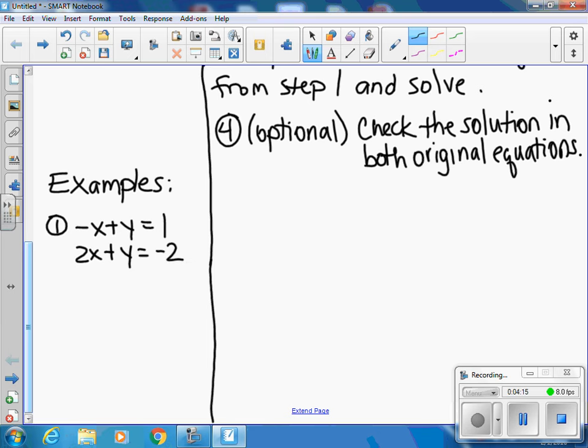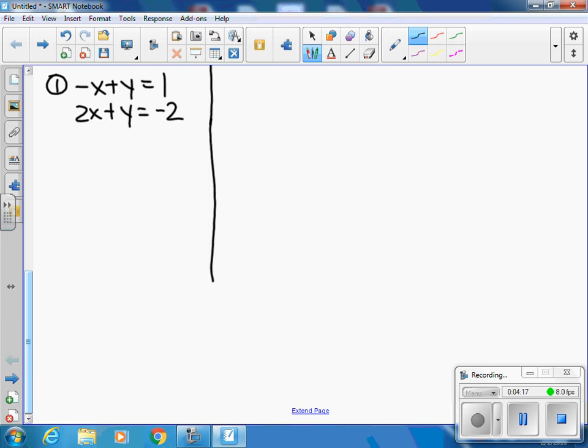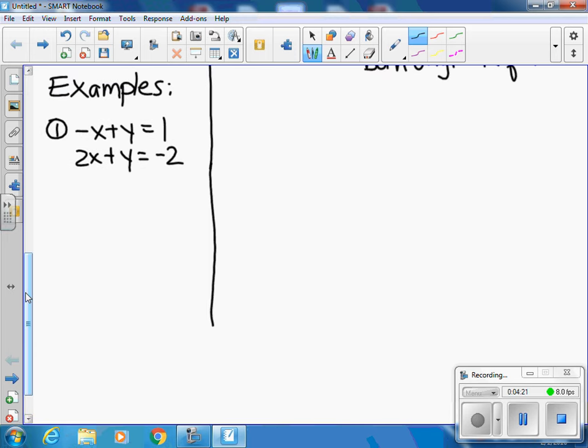Remember, for step 1, we want to pick one of the equations and solve it for one of the variables. So if you look at the 2 equations, they both have a y value. They have a positive 1 for a coefficient, so either one of them would be good. It doesn't matter which one you pick. It's going to come out the same way either way you go. But always remember to pick whatever letter has a positive 1 coefficient, if at all possible.